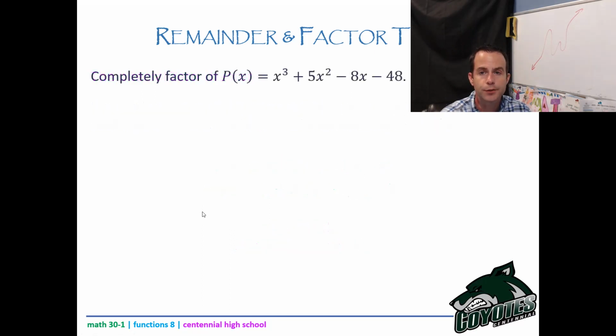Okay, good. So let's do one more together. We're going to completely factor x cubed plus 5x squared minus 8x minus 48. Okay, x cubed plus 5x squared minus 8x minus 48. So you got to find a factor first. So try p of 1, try p of 2, try p of -1, try p of -2. Okay, you're not going to try p of 7 here because 7 is not a factor of -48. You follow me? Okay, go find one.